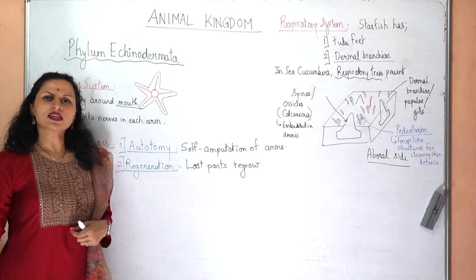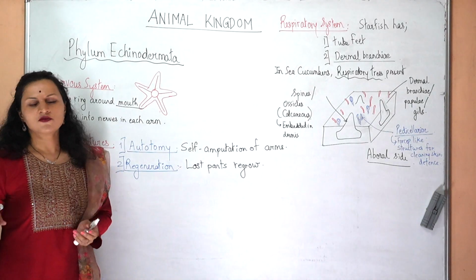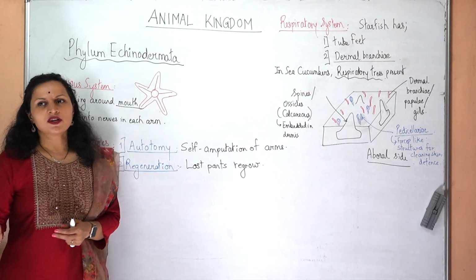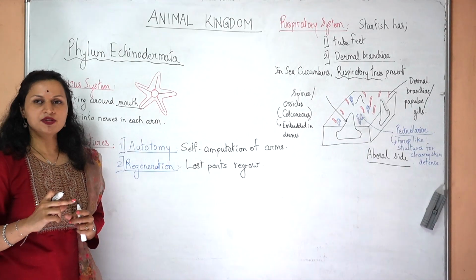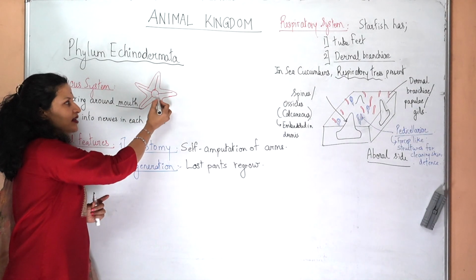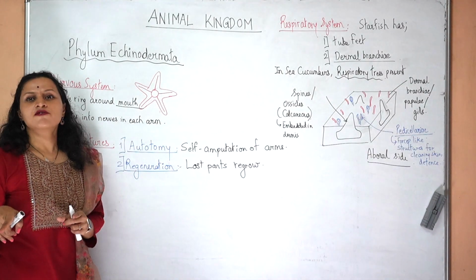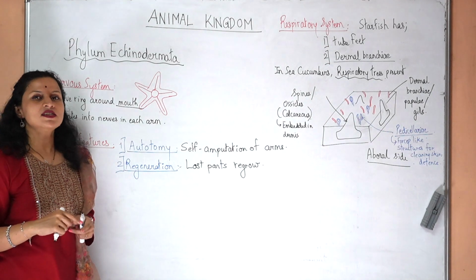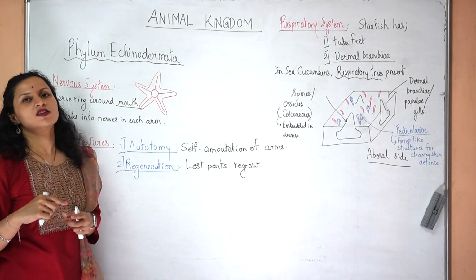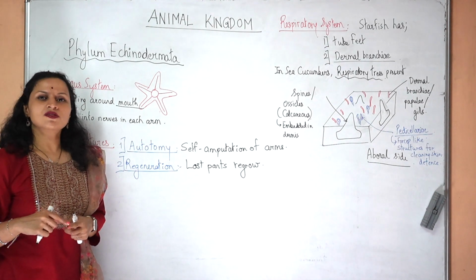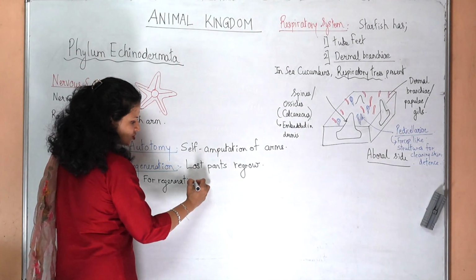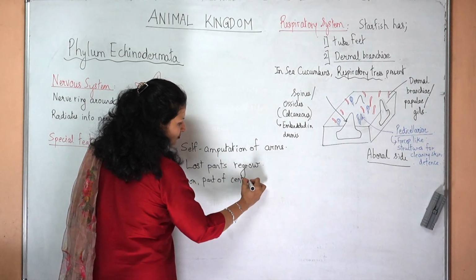arm back. What about the arm that was amputated? Will that arm also regrow? 4 different arms? It depends. If the amputated arm has a part of the central ring, it will be able to regenerate 4 arms. But if the disintegrated part does not have a part of the central nerve ring, that arm is going to get degenerated. For regeneration, part of central nerve ring is required.